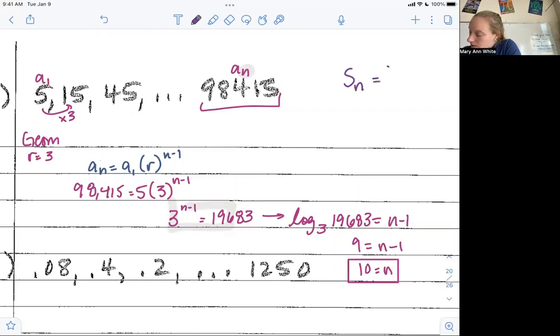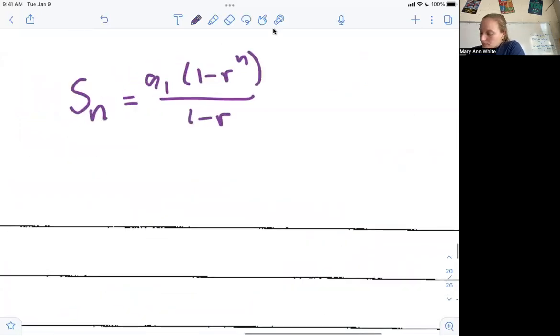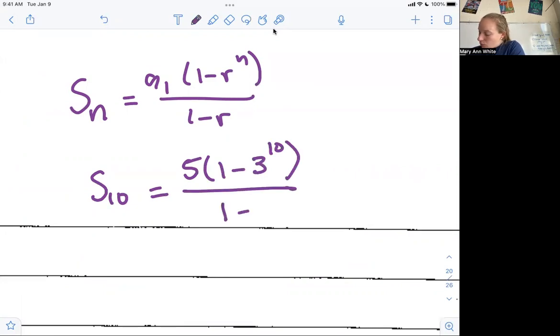S sub n equals a sub 1 times 1 minus r to the nth all over 1 minus r. So I'm going to go plug in a1, r, and n. I'll scoot my screen over in case you couldn't see that. S sub 10 equals a sub 1, which is 5, times 1 minus r, which is 3, raised to the 10th, all over 1 minus 3. You can put that all in the calculator. Make sure you put the bottom in parentheses and make sure the only thing being raised to the exponent is the 3.